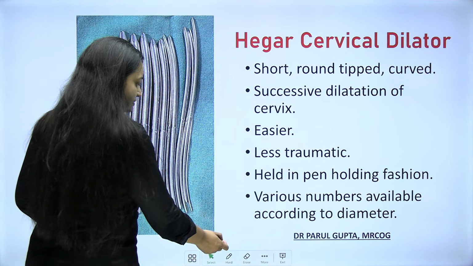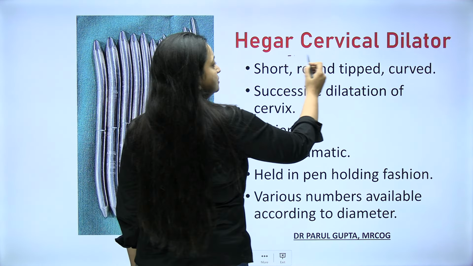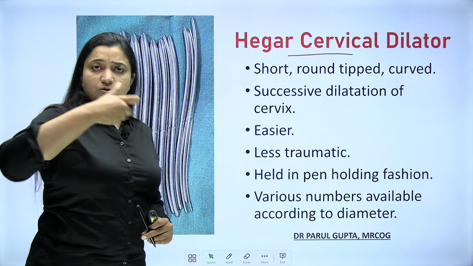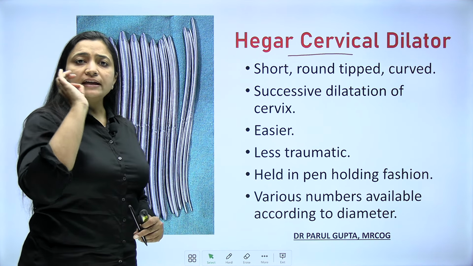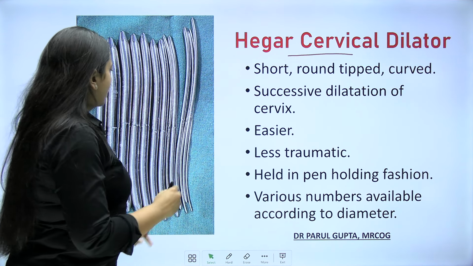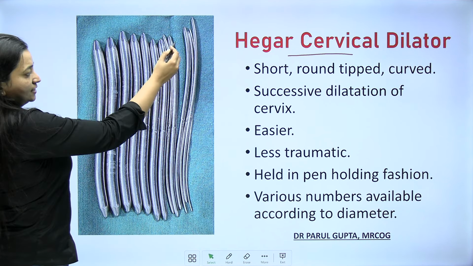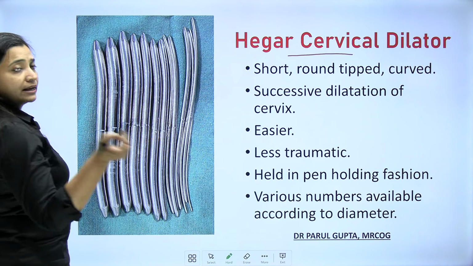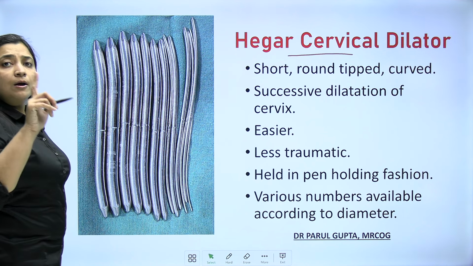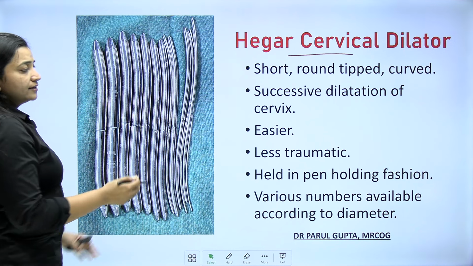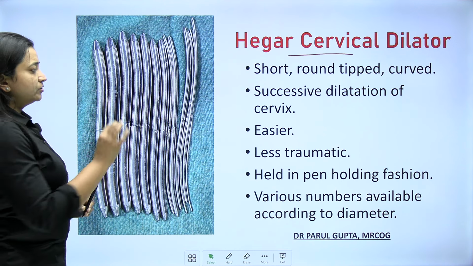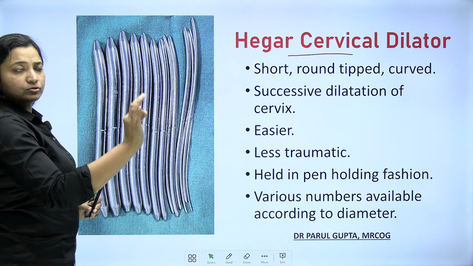Next is the Hegar cervical dilator. Once you have visualized the cervix and caught hold of it with a vulsellum, you need to dilate that cervix. These are the dilators. They are long instruments, but short as compared to other dilators like Pratt dilators. The Hegar dilator is relatively small and easier to handle because you can hold it in a pen holding position.